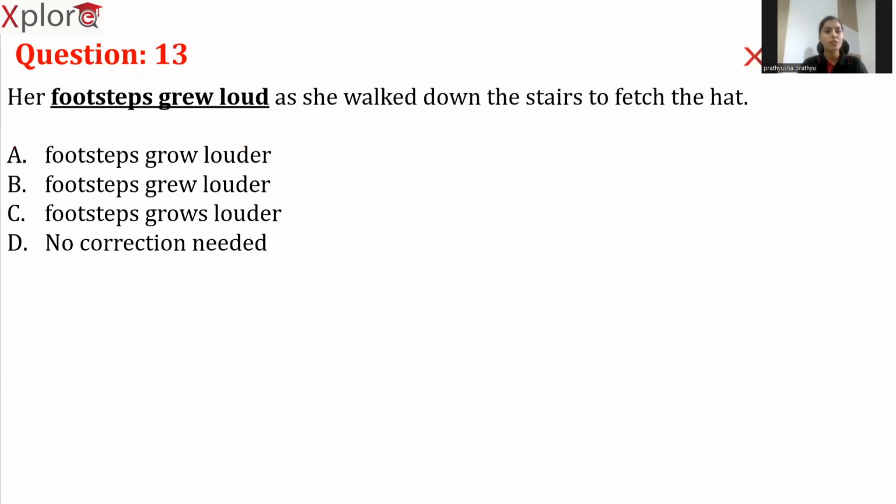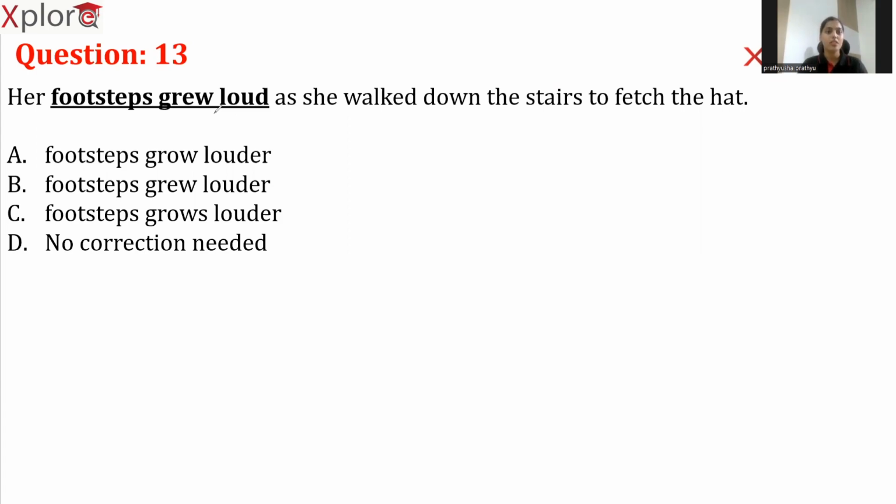Her footsteps grew loud as she walked down the stairs to fetch the hat. Footsteps grew louder. Footsteps grow louder. Footsteps grows louder. No correction needed. So as we can see here, we are comparing. So with each step she takes, the footsteps, the sound, is growing louder. So that's what we want to convey here.